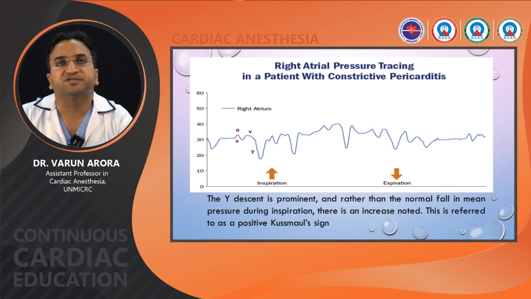So this is the right atrial pressure tracing in a patient with constrictive pericarditis, and you can see the Y descent is prominent in these patients. Rather than the normal fall in mean pressure during inspiration, an increase is noted. This is called a positive Kussmaul sign. You can see here.